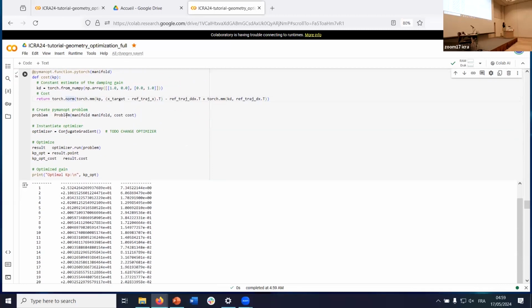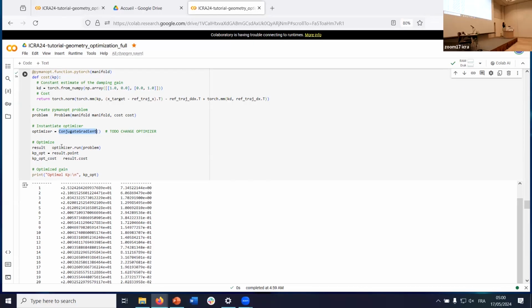Then you create a PyManopt problem. In the problem, you give the manifold of interest, which I defined just above, and your cost function. Then you instantiate an optimizer. Here I just take the conjugate gradient. Yes? In your talk, you said you would find the current gradient and remember the previous step. Does conjugate gradient require you to remember more than just one previous step? So conjugate gradient remembers one. Just one, yeah. This is exactly the conjugate gradient that we presented on the slide before, where indeed we remember that step. It's exactly the same algorithm.